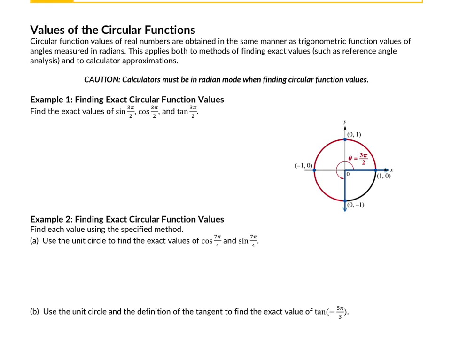So number one thing, make sure your calculator is in radian mode when you're finding these circular function values because we are measuring in radian angles. But in the picture provided for you in example 1, it says find the exact values of sine of 3 pi over 2, cosine 3 pi over 2, and tangent 3 pi over 2. So it gives you this image.